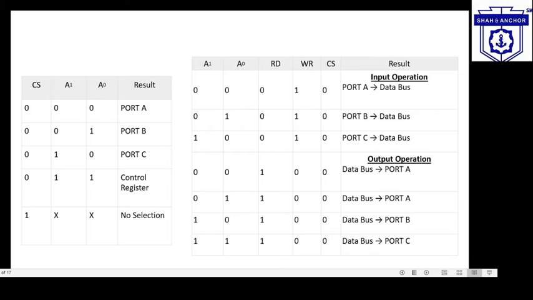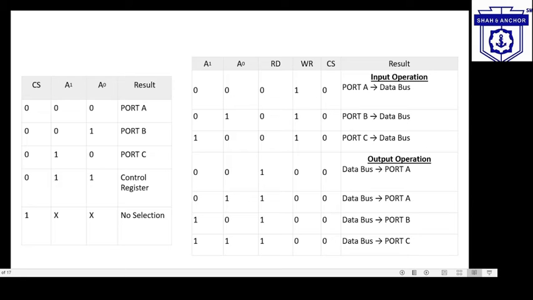Then there is a change in the value of A0. When A0 becomes 1, WR is 1 and others are 0. That means 01010 indicates port B using the data bus to perform the input operation, means the write operation. Then again write is 1 and A1 is 1. Others are 0. That means what is the combination for A1, A0, read, write and chip select? 10010, which indicates port C is performing the write operation, means input operation using the data bus.